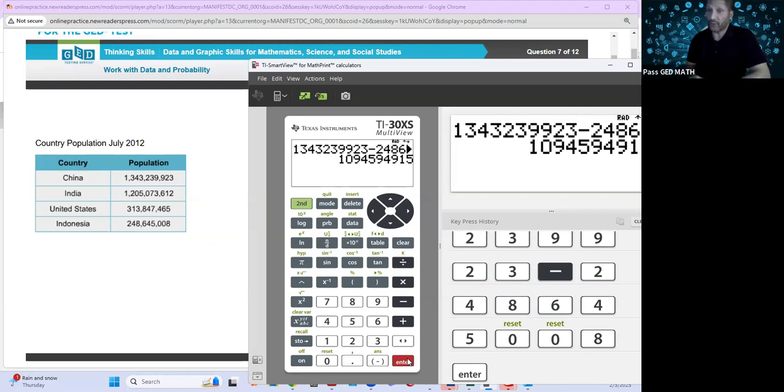And I subtract to find my range. My range is, again, I have no idea what that number is. Let's put some commas in there. 1, 2, 3, 1, 2, 3, 1, 2, 3. So the range is 1,090,000. No, no, no. I'm sorry. 1 billion, 94,594,915, because we got those 9 zeros.